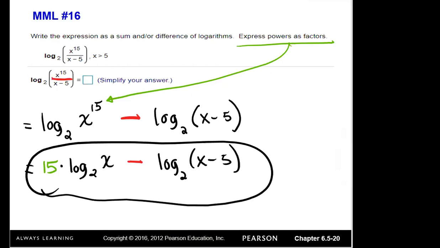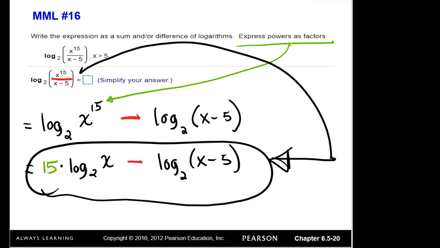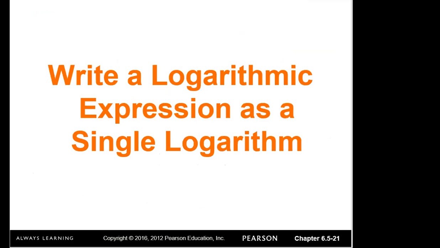All right, so that's a bunch of examples of taking an expression that has a single logarithm in it and expanding it out to multiple logarithms. Now, their directions say write it as a sum and or difference of logarithms, but you could have two logarithms, you could have three logarithms, it's multiple. You're now going to put your brain in reverse, and they're going to give you this, and they're going to want you to write it like that. They're going to say, take this mess and condense it down to a single logarithm. That's what's coming next. Write a logarithmic expression as a single logarithm.